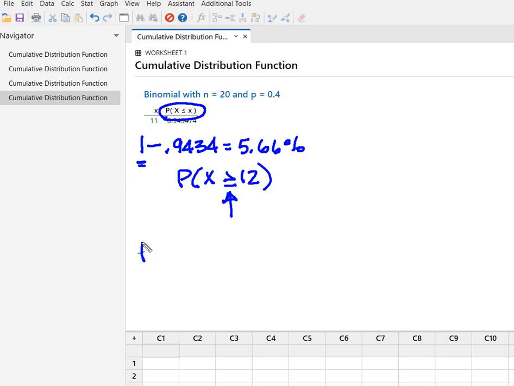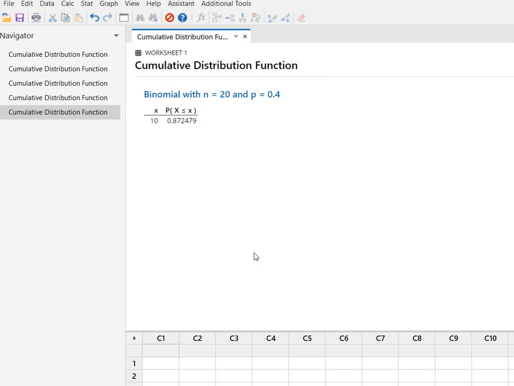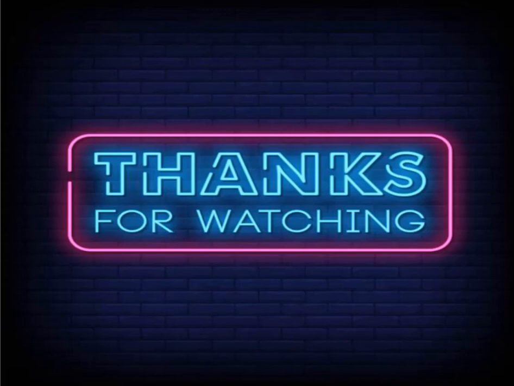The last example I had was the probability that X was less than or equal to 10. And this is the easy one because our direction and what we're solving for in our question is exactly the same thing that the CDF solves for. So if I'm looking for the probability of less than or equal to a value, I'm able to use this as my input constant. So my input constant will be 10. I'll say OK. And now I know that the probability that 10 or fewer people are afraid of heights is roughly 87.25%. Once you can figure out what your input constant is in that CDF in Minitab, it does all the work for you. So I hope that you found this useful, and thanks so much for watching.